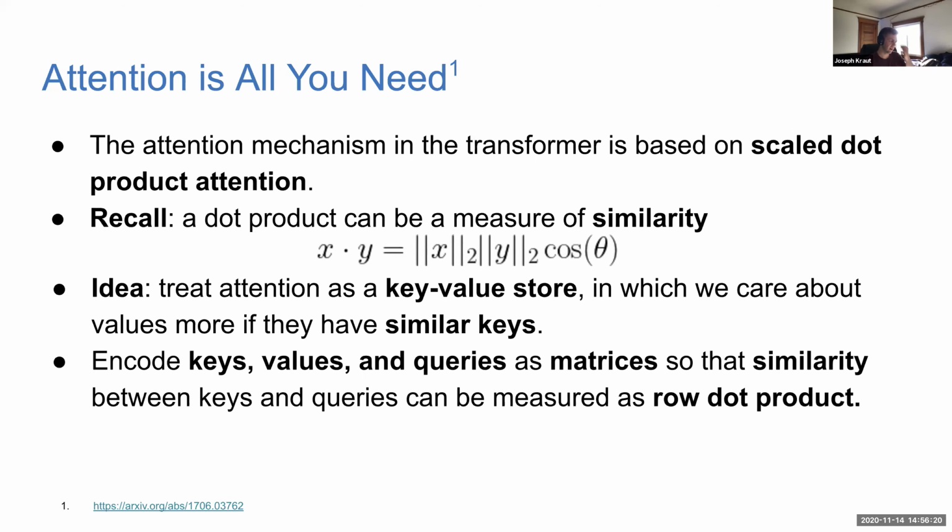And how we do that is we can think about it as, let's encode these keys and these values and these queries as matrices. And then we can compute similarity between the keys and the queries as a row-wise dot product. So if a key is similar to your query under dot product, then we should probably take into account that key's value. Does that make sense at a high level to everyone? I know it's laying a lot of structure on it. So if you have any questions, now would be a good time.